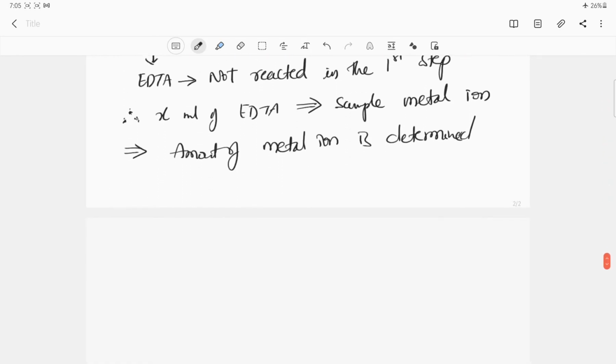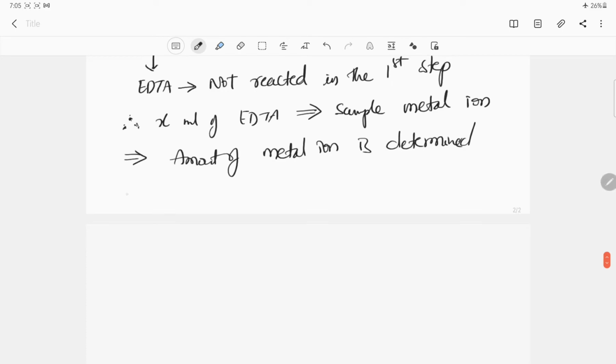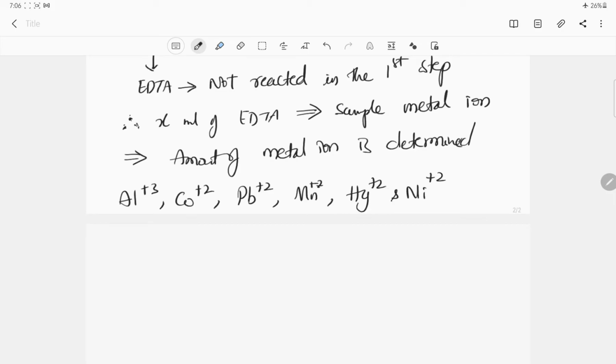In this, the metals we can determine by using back titration are aluminium, cobalt, lead, manganese, mercury and nickel. So these can be determined by using the back titration method.